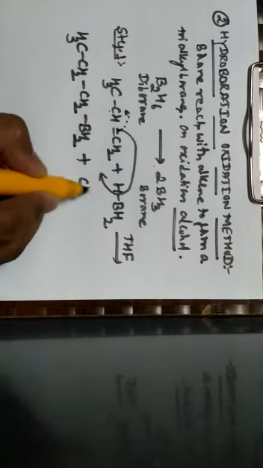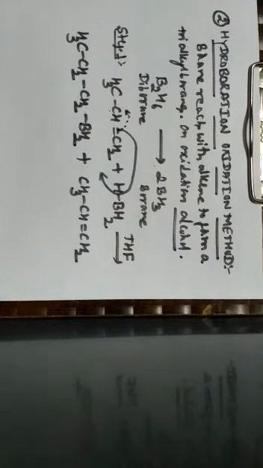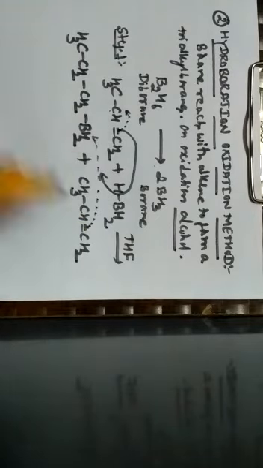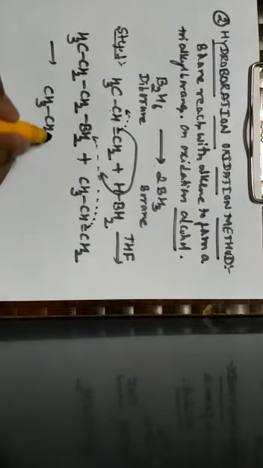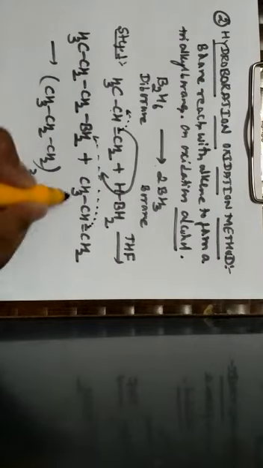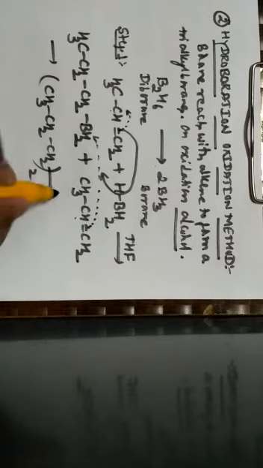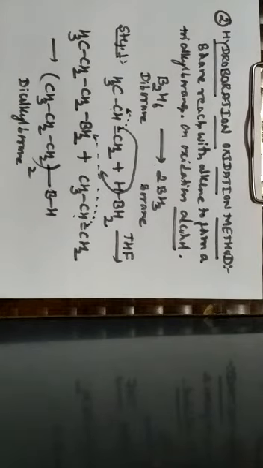This alkyl borane will again react with a second molecule of propene. When it does, one of the hydrogens will again be abstracted by the pi electron, so that I get CH3CH2CH2 twice, with B along with H. This is known as dialkyl borane, because two alkyl groups are present.